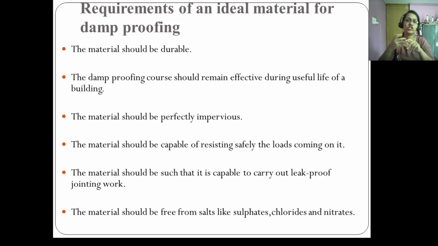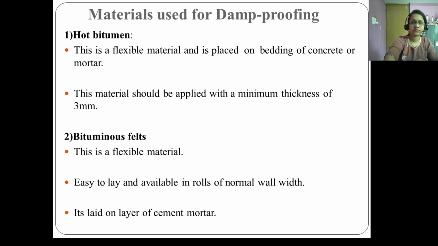Next are the requirements of an ideal material for damp proofing. The first is that the material should be durable. Then the damp proofing course should remain effective during the useful life of a building. Then the material should be perfectly impervious. The material should be capable of resisting safely the loads coming onto it. The material should be capable of carrying out leak-proof jointing work, and the material should be free from salts like sulfides, chlorides and nitrates.